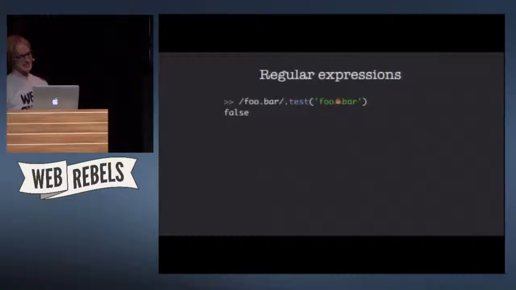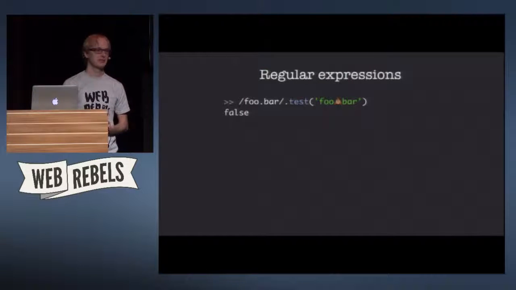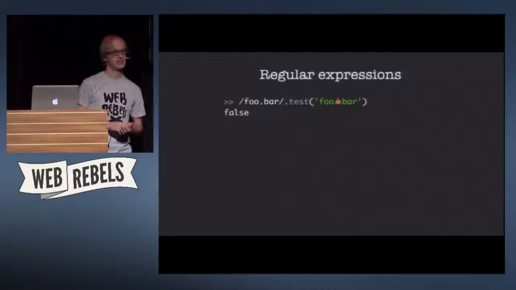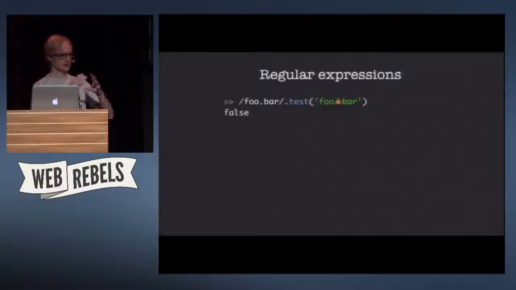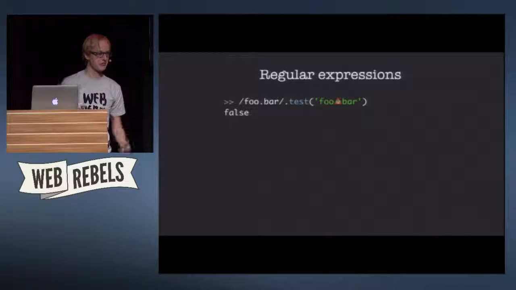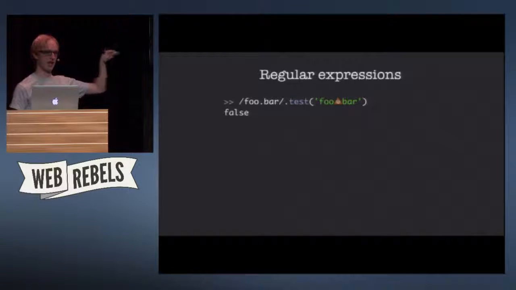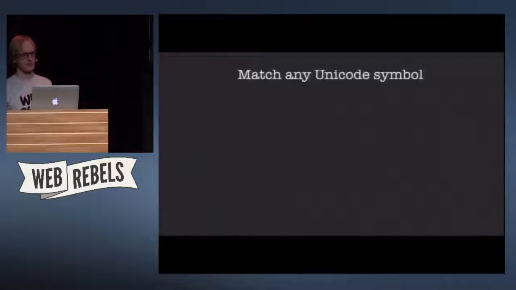Yeah. Now let's talk about regular expressions. You may know that the dot operator in a regular expression matches a single character. But because JavaScript considers astral symbols to be two characters, this surrogate pair, in this case, the dot operator won't match an astral symbol, which is surprising to me. I would expect foo.bar to match foo pile of poo bar, but it doesn't. So let's think about that for a second.